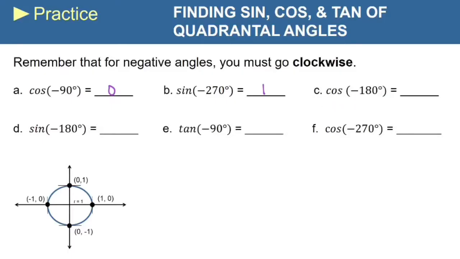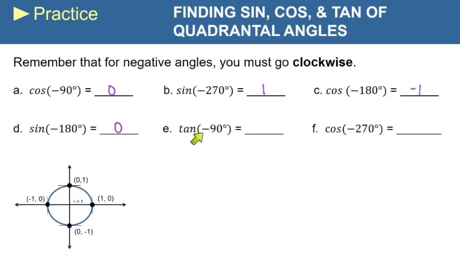Cosine of -180. So we start here. We go clockwise 180 degrees, and the cosine of -180 is -1. For sine of -180, well, we're still here with our terminal side going through the left side of the circle, so the sine of -180 is going to be 0.